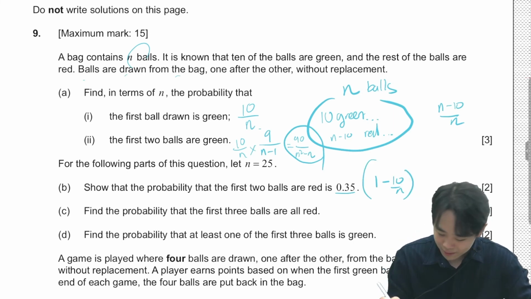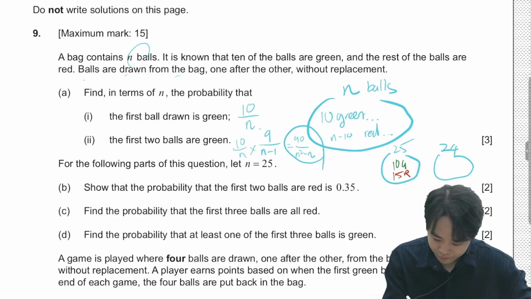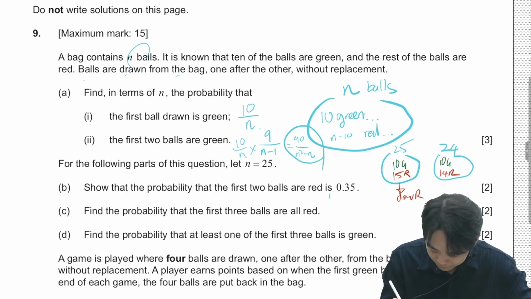Or actually, since we're given the value of n, we don't need to deal with this. We'll just do, in the first case, we have 25 balls, out of which 10 are green and 15 are red. In the next bag, we have 24 remaining. Now, if we found the red one on the first draw, right? We draw a red. Then we have 14 red balls remaining and 10 green balls remaining. So the probability of all this, we multiply 15 out of 25 times 14 out of 24.